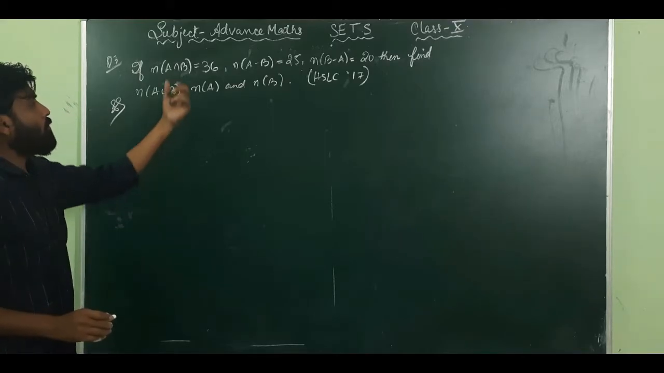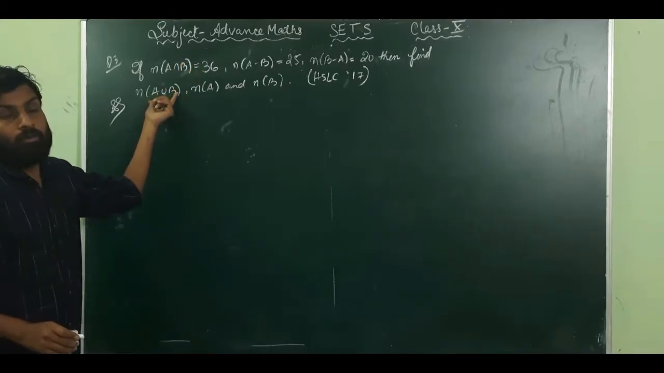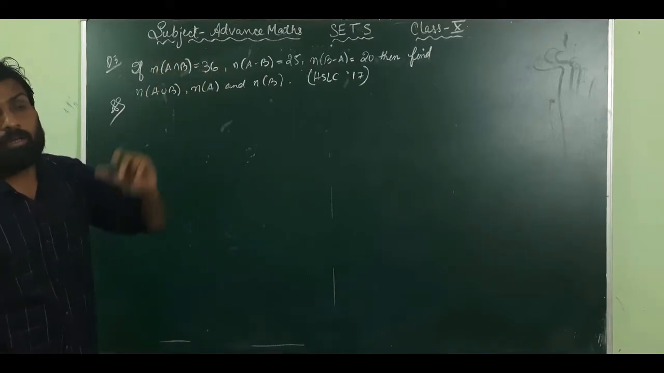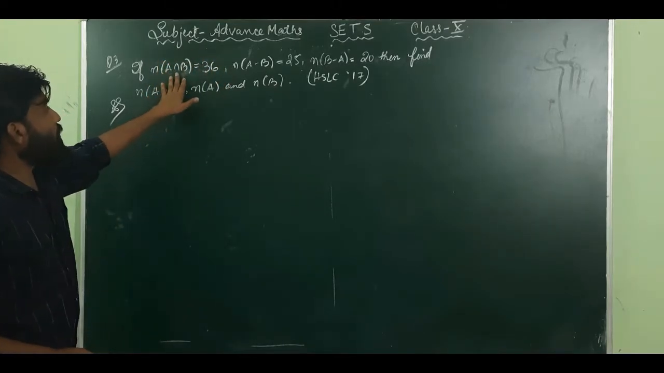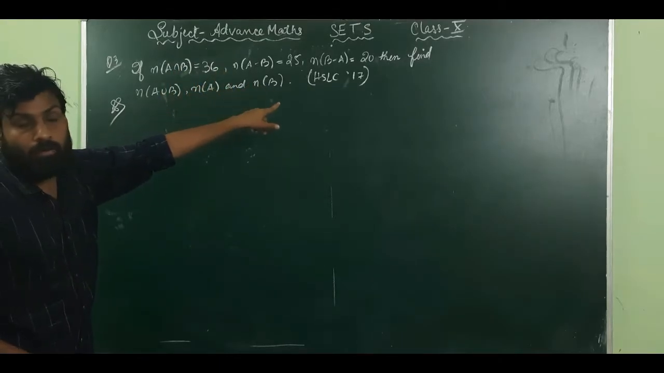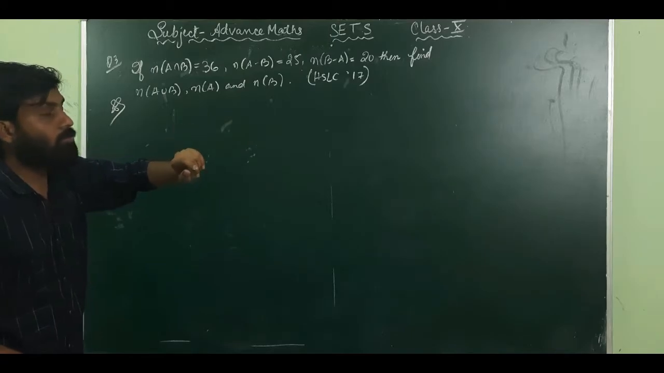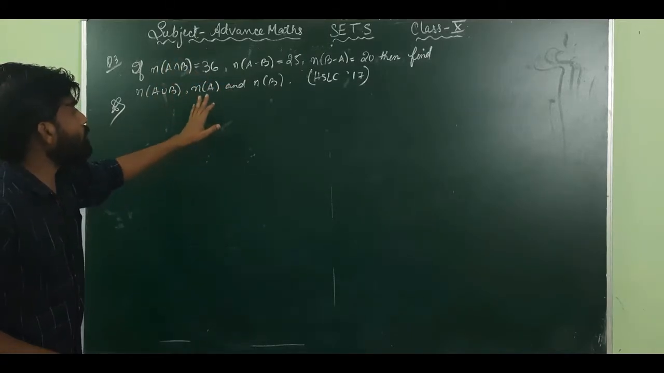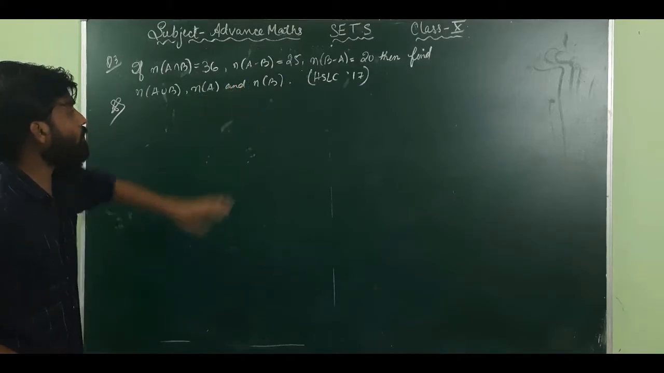So see, we know that N of A union B is equal to what? N of A plus N of B minus N of A intersection B. I have A intersection B, but I don't have N of A and N of B, because they are telling us to find N of A and N of B. So first, whatever formulas we have got from the previous questions, we will try to use here to find N of A and N of B.